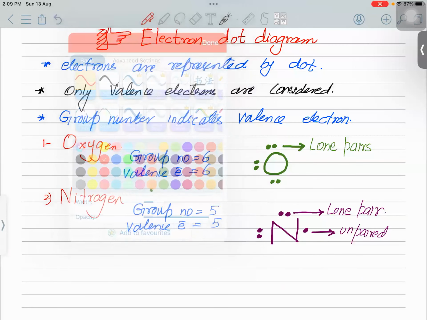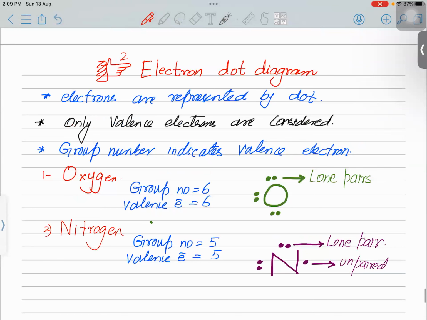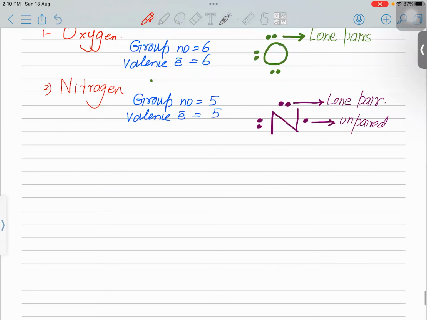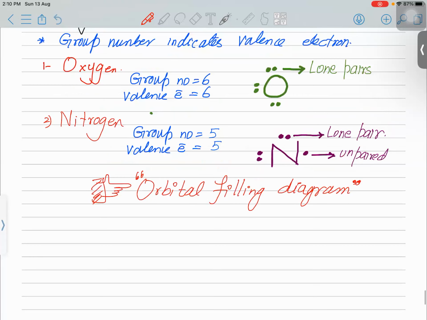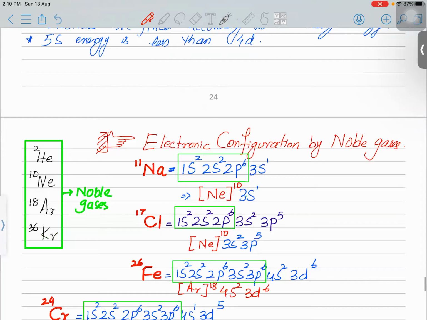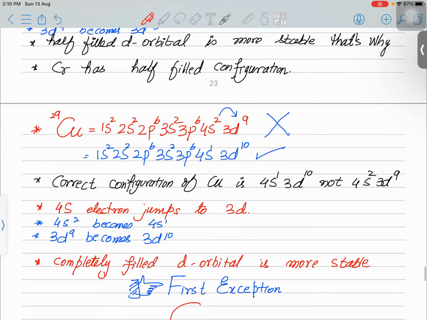Now the third one, this one was second, the third one is the orbital filling diagram. I think the orbital filling diagram is very lengthy, so we will discuss it in the next class, right?